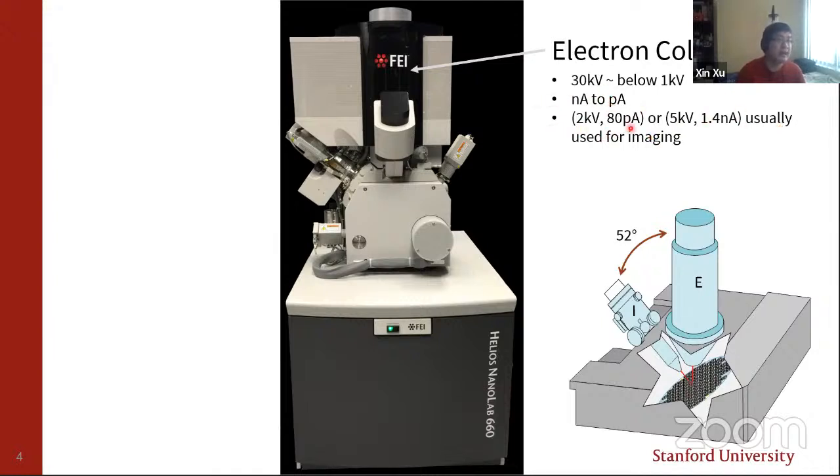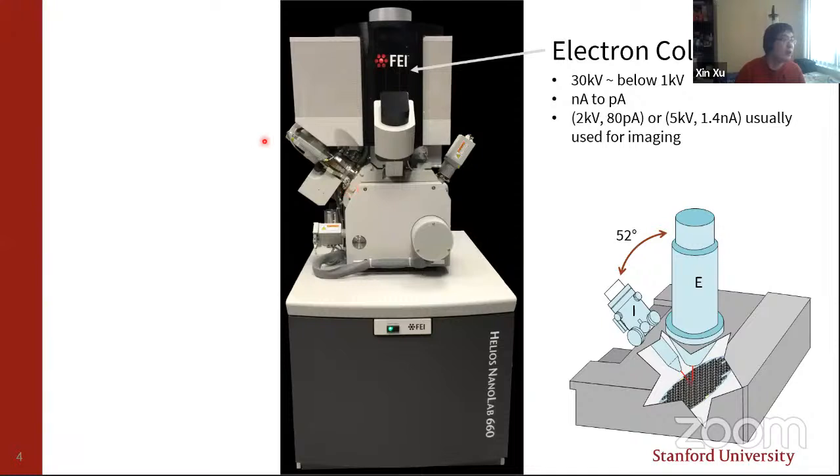For the electron beam, usually there are two sets of parameters you can use for imaging. If you are really interested in the fine surface features, you may want to go to lower voltage and lower current, because it can give you a finer surface resolution. But usually people work at 5 kV and nanoamp current because it has a higher signal to noise ratio, which means you can easily align the beam and do the adjustment quite easily.